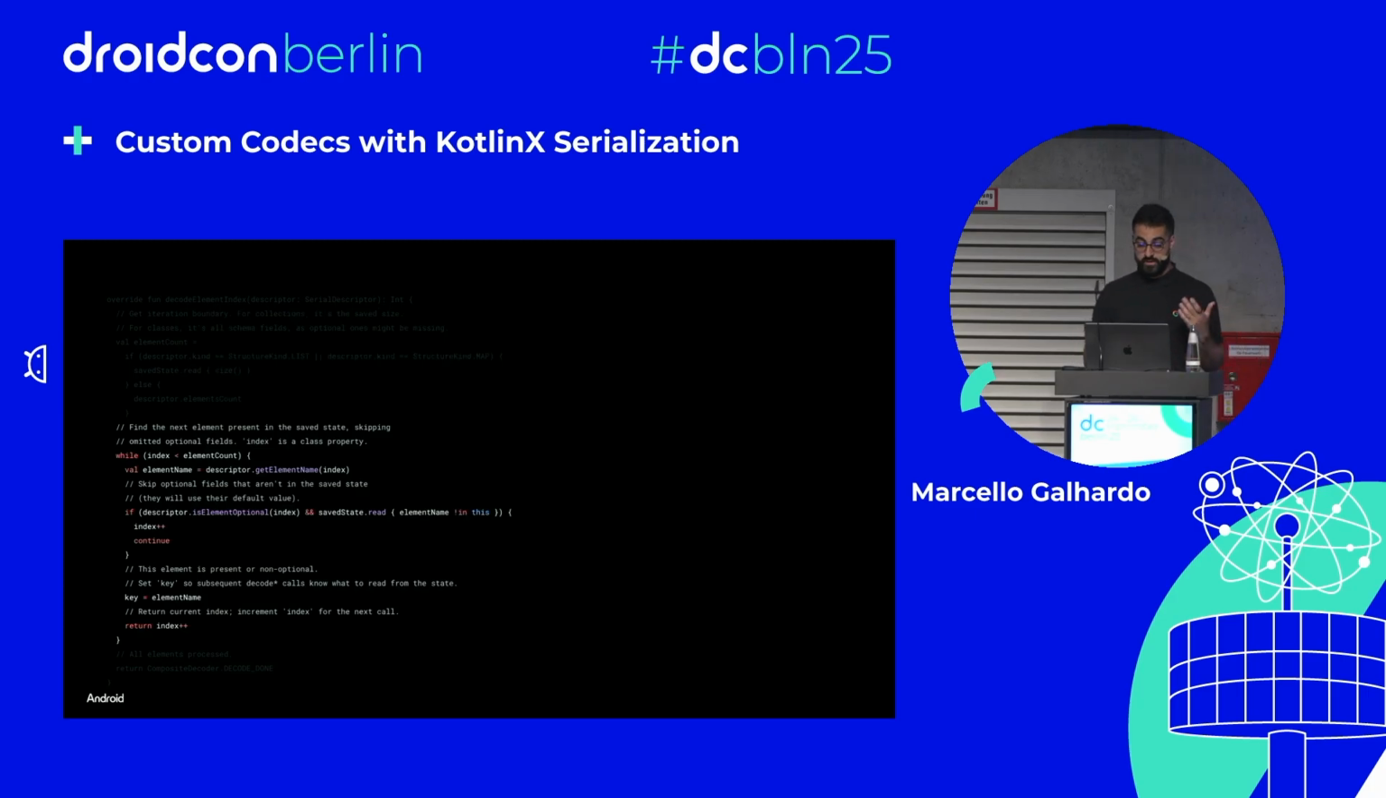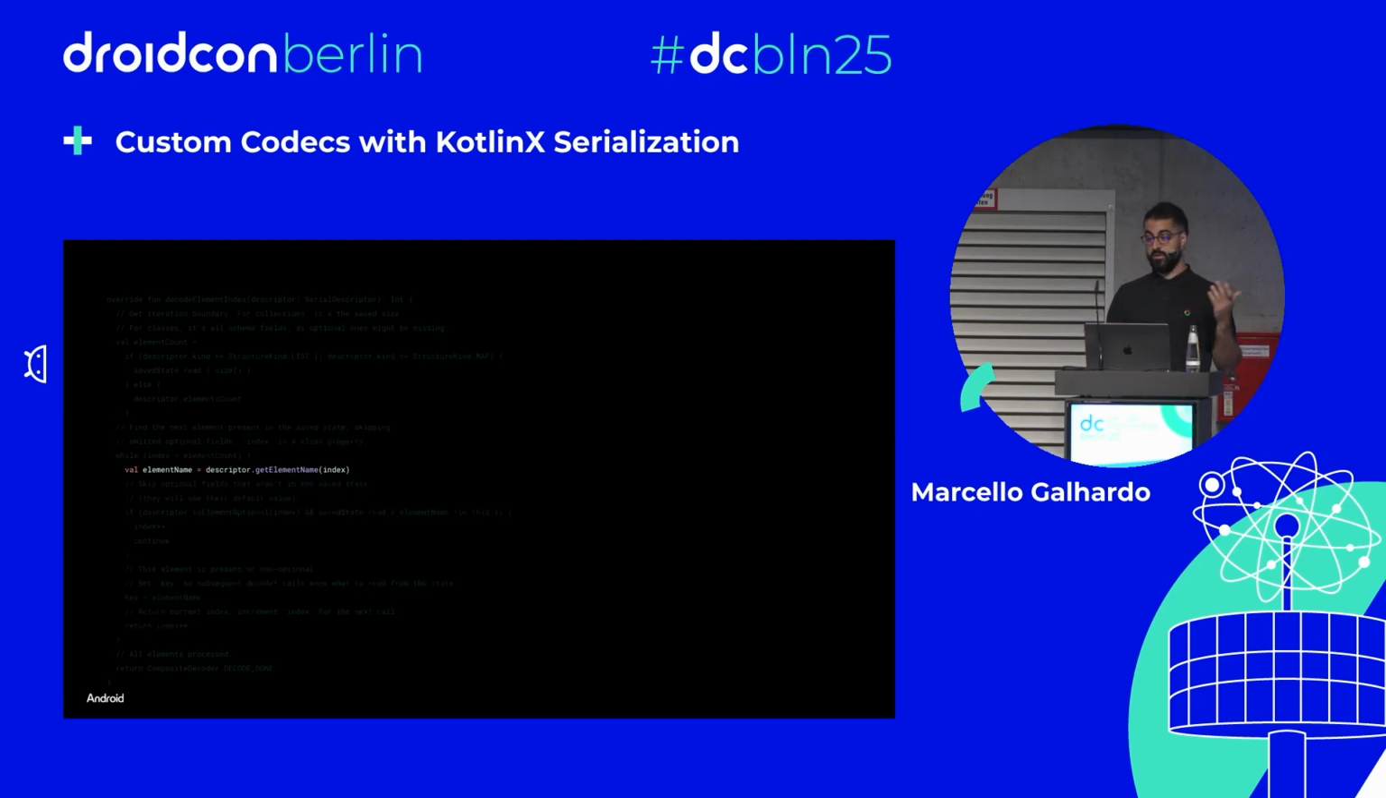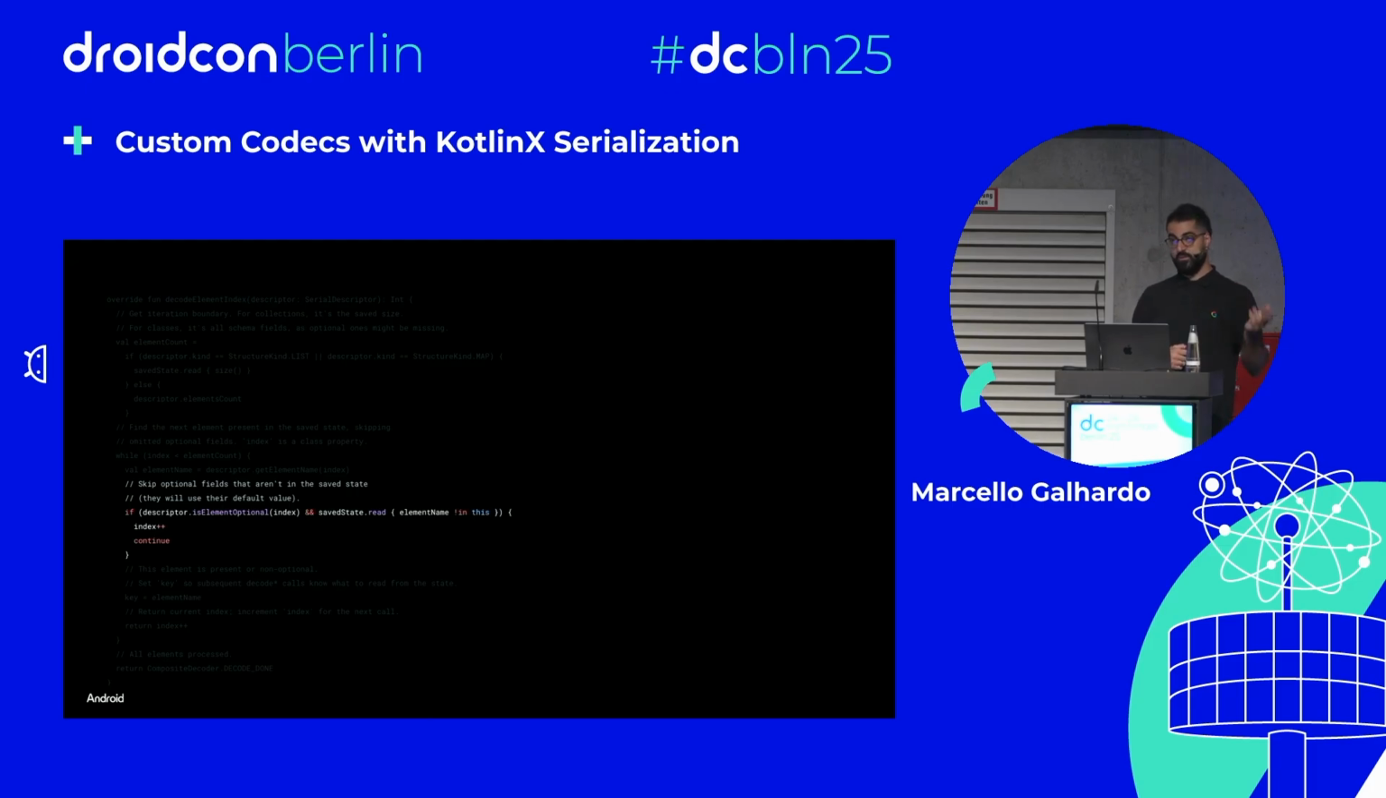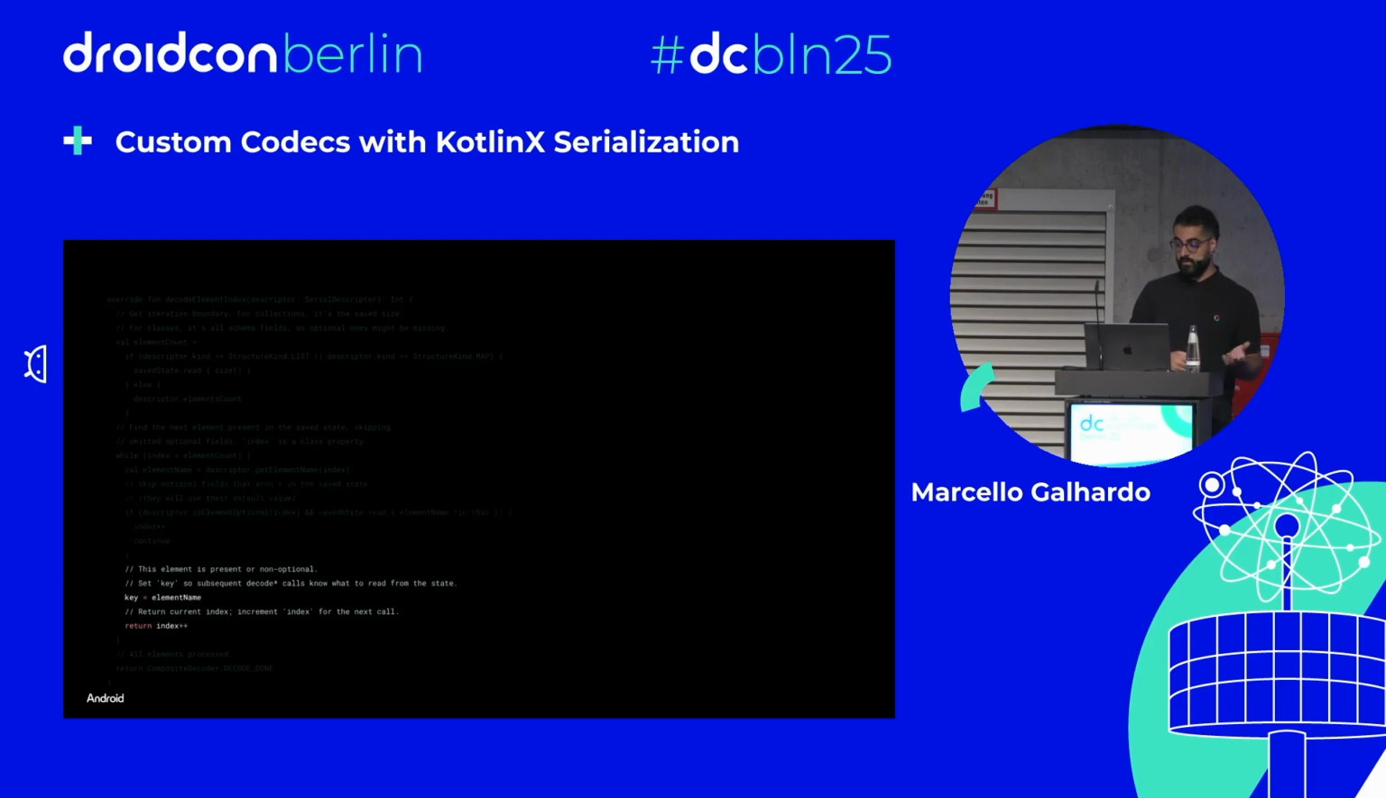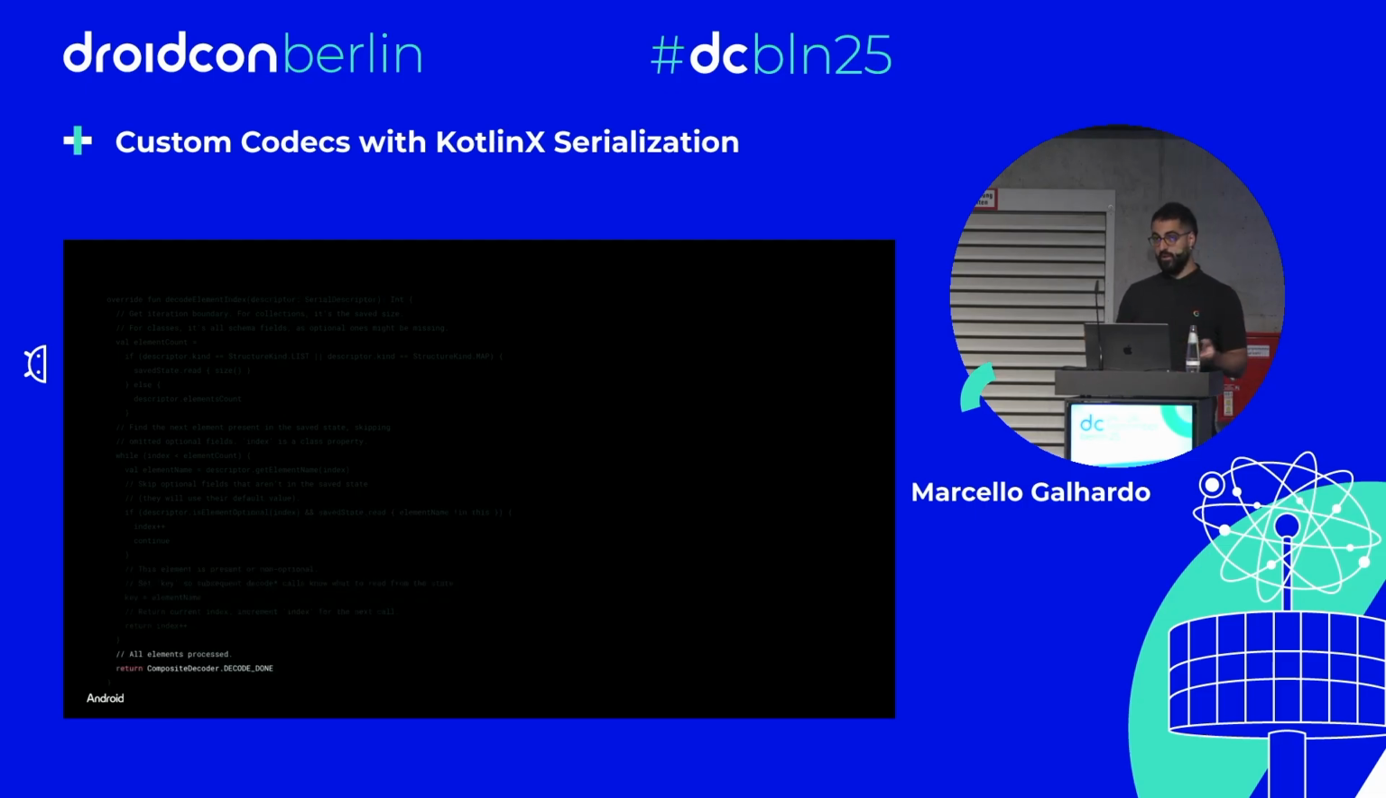Then we're going to loop over all the indexes. Again, we're going to return the element name from the descriptor. If the element is optional and not in the SavedState, we skip it. The default value is going to be used. Otherwise, this element is present or required. We are going to set the key with the element name and return the current index. We also increment the index for the next time this method is called, so we start from the same place. If we finish the loop and there is nothing else to loop through, we return CODING_DONE to let KotlinX Serialization know that there is nothing else to decode.